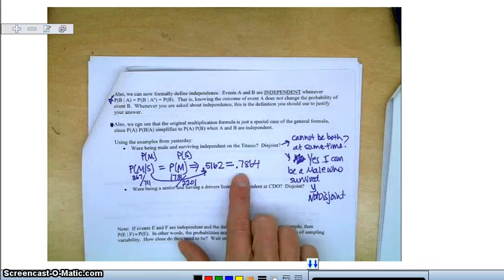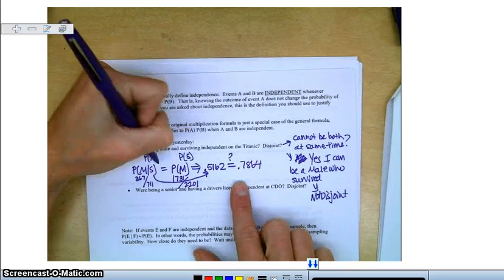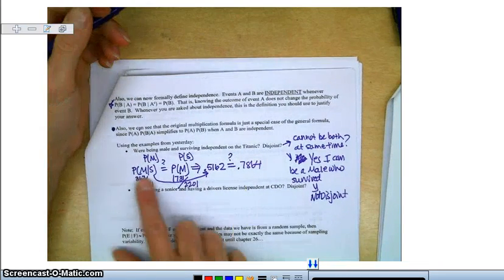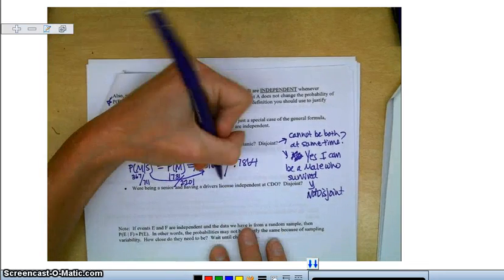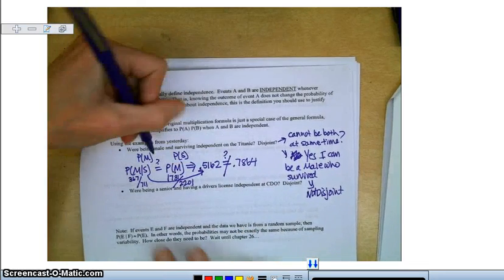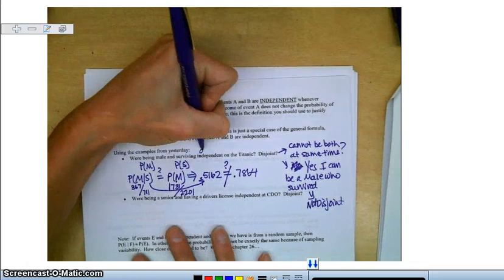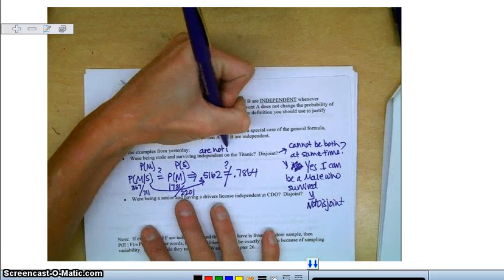So are those two equal? No. If you're asking the question if they're equal, you find these probabilities. These are not equal, so being a male and surviving are not independent.